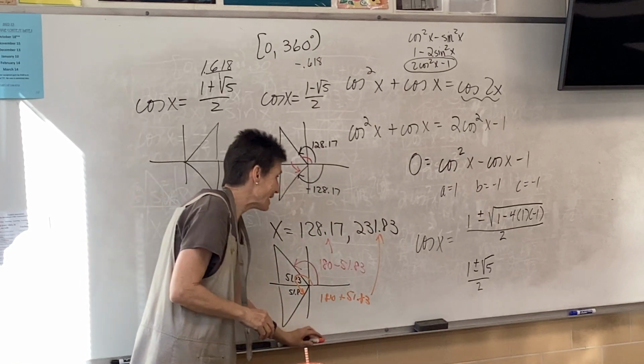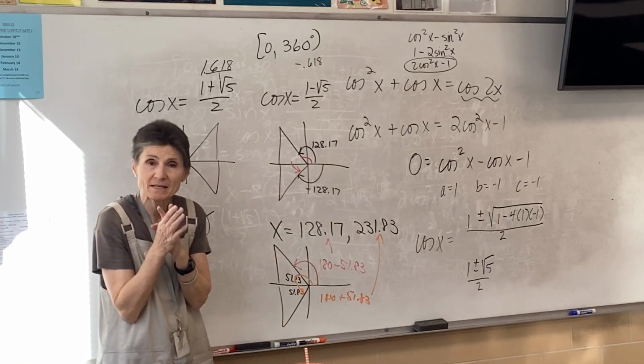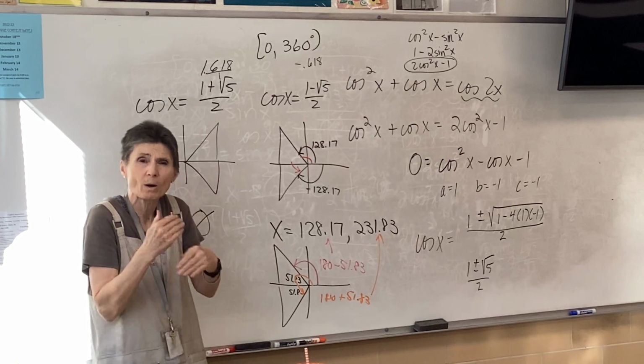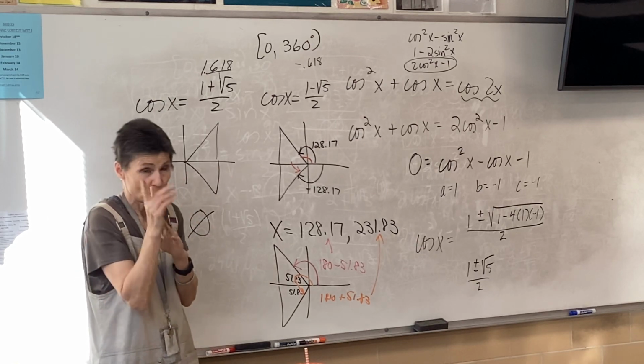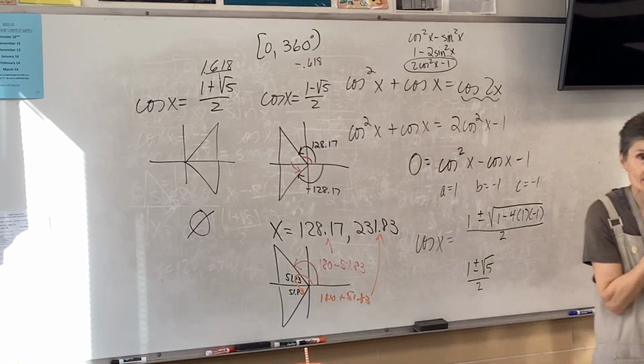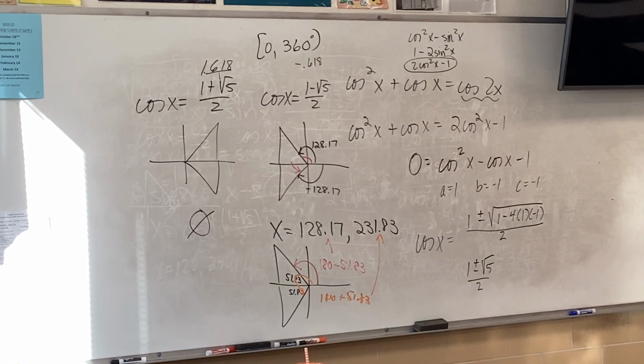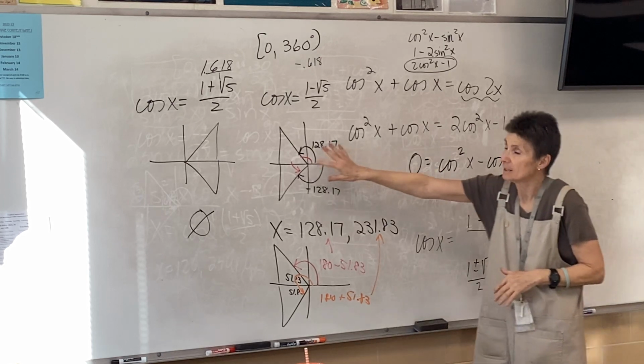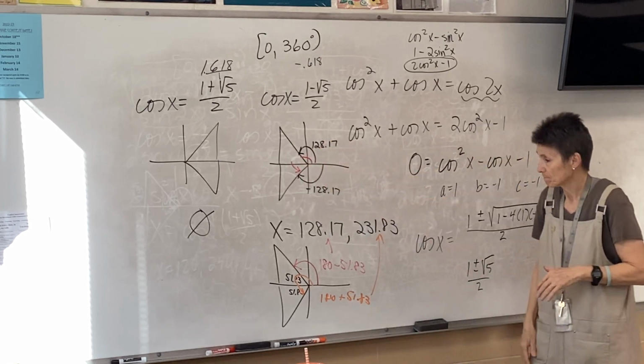So you can get your answers either way. It makes no difference. It's just whatever way you are comfortable with. Just know that when you type in the negative, you're not going to get the reference angle. And as long as you can figure that out, like we did up here, it's all good. All right, that's that.